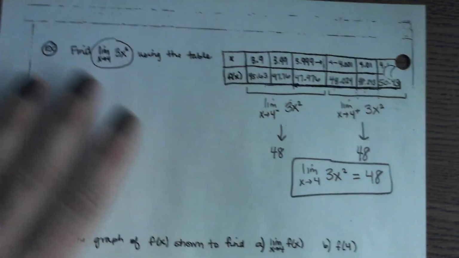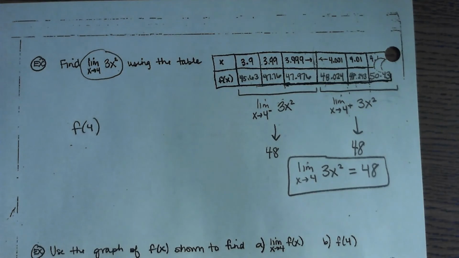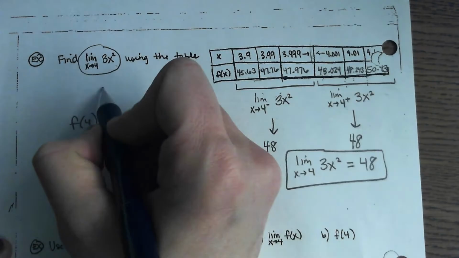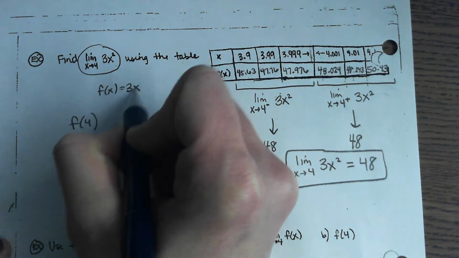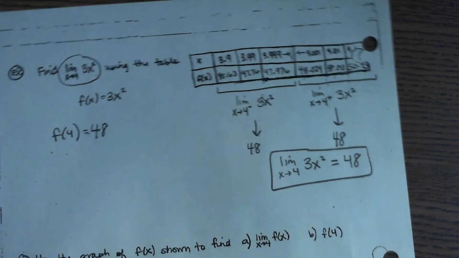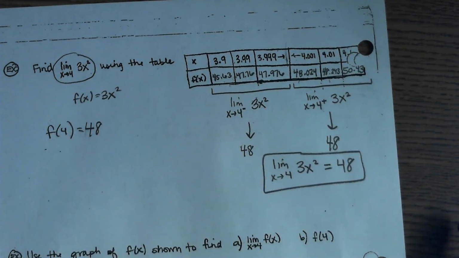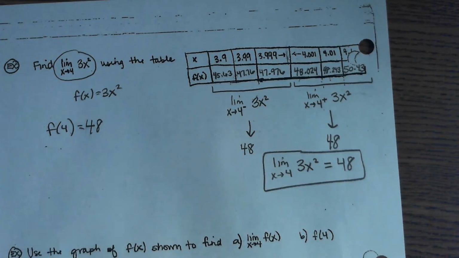Now, this problem doesn't ask us to do it, but what is f of 4? Never mind the limit as we approach 4. What is f of 4 if f of x is the function 3x squared? 48. So this is a case where the function value and the limit value do match. They didn't on the last one because we actually got an undefined on the last function value, but they do here.